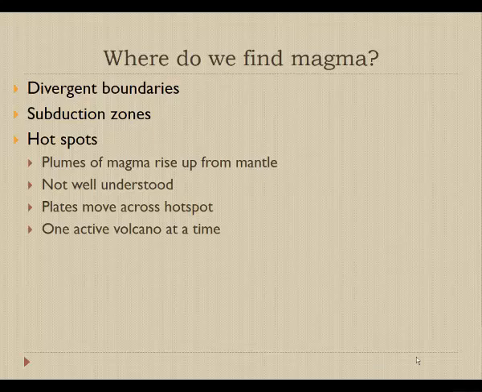And a hot spot is created on the Earth's surface when we have a plume of magma that's rising up from the Earth's mantle. So hopefully you remember from our discussion about the Earth's layers that the mantle is a layer in between the core and the Earth's crust. And these plumes are actually not very well understood. We don't know exactly why they come and why they stop occurring. But what we do know is that they're fairly fixed within the mantle.